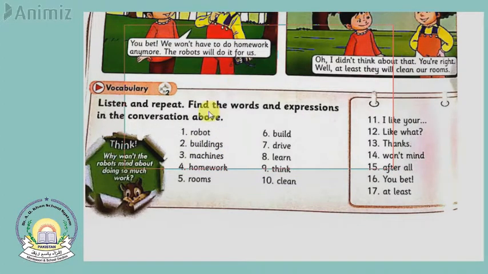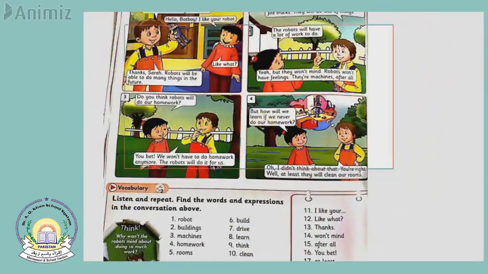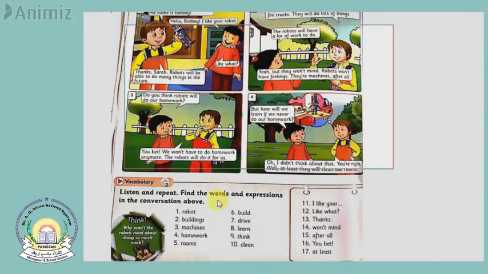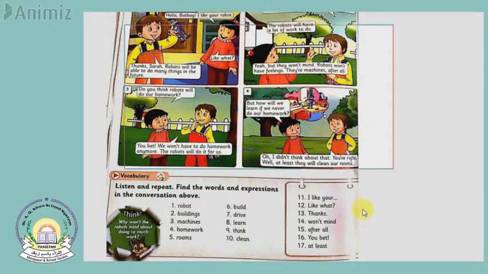And the next thing is, you have to find the words and expressions in the conversation above. Okay, so they have given you a list of words, these 1 2 3 4 5 6 7 8 9, sorry, 10. So you have to find these words from this conversation, from these dialogues, and you just find these words from the pictures above.